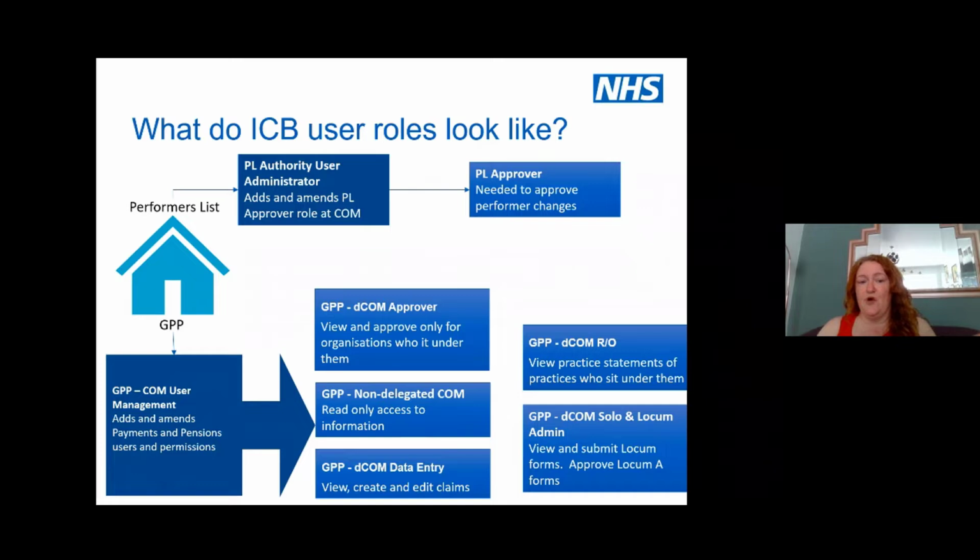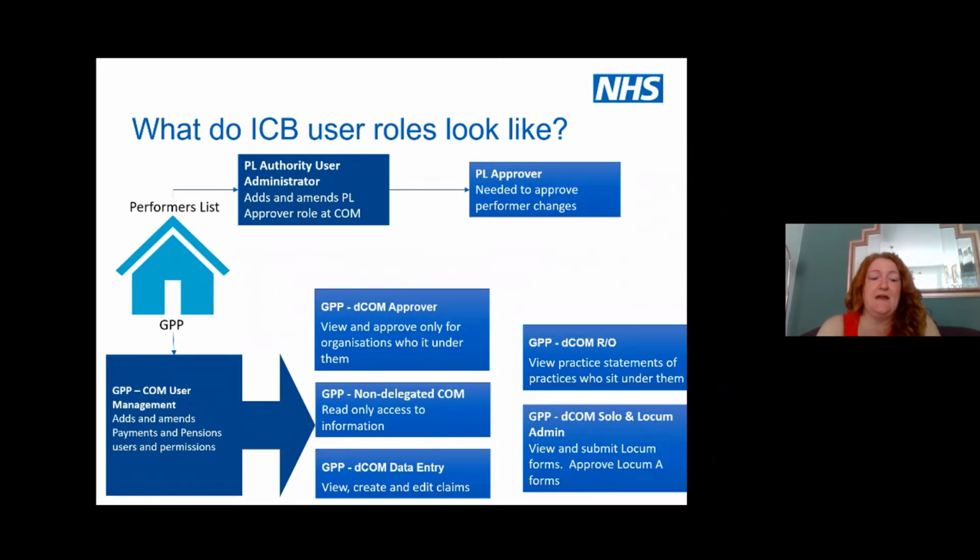ICB. So you could have 4 PL Authority User Administrators who can assign any number of PL approvers, any number of users within the ICB. The Authority User Administrator can also make another user an Authority User Administrator. And then we've got GPP, so GP Payments and Pensions.